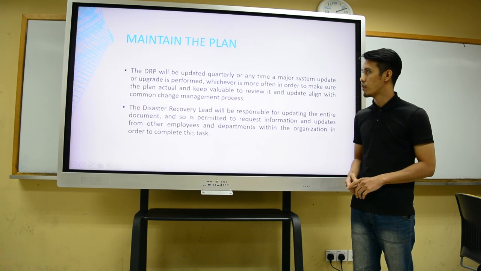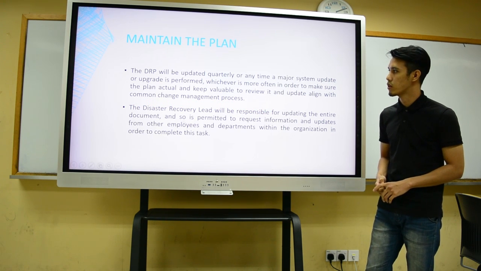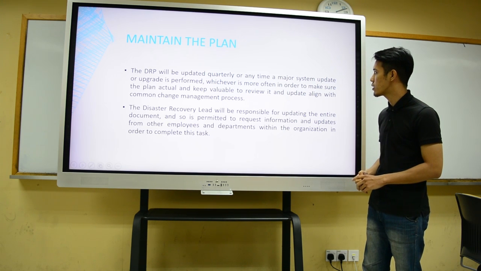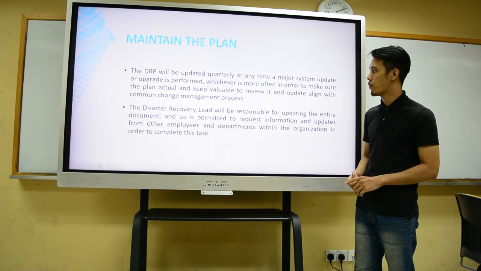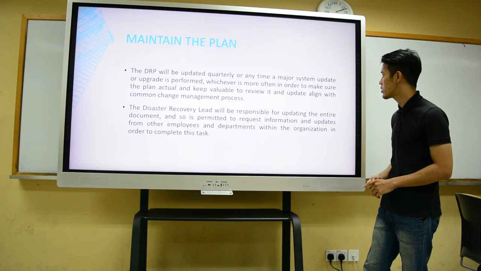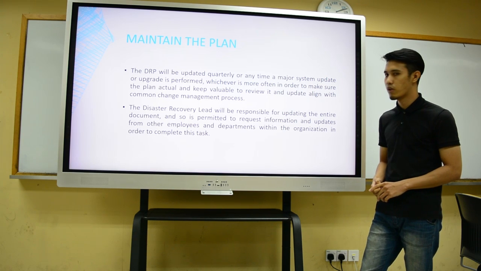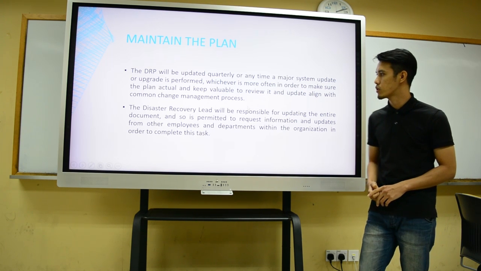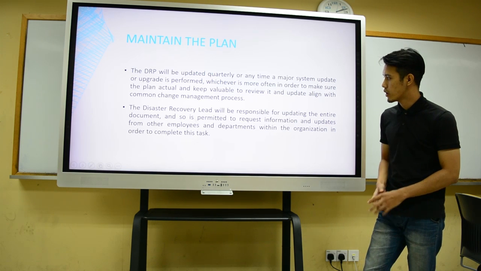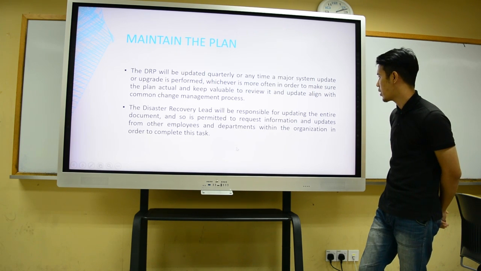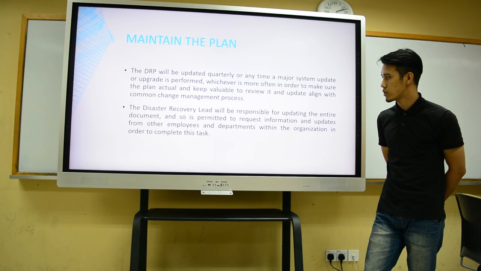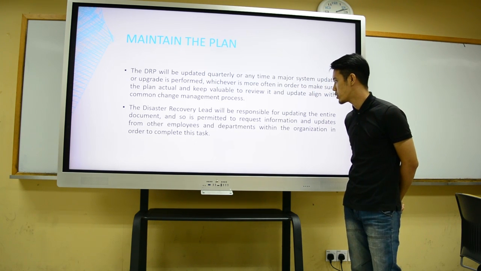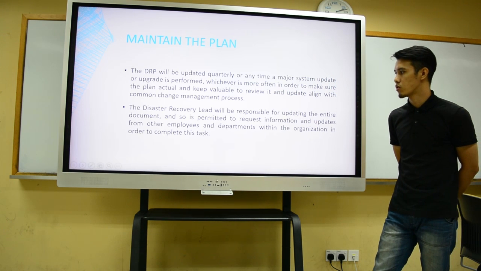Okay, section 7 is about maintenance, which is how we maintain the plan. The DRP will be updated quarterly or anytime a major system update or upgrade is performed, whichever is more often, in order to keep the plan valuable, and to review and update it in line with the common change management process. The disaster recovery lead will be responsible for updating the entire document, and is permitted to request information and updates from other employees and departments within the organization in order to complete this task.